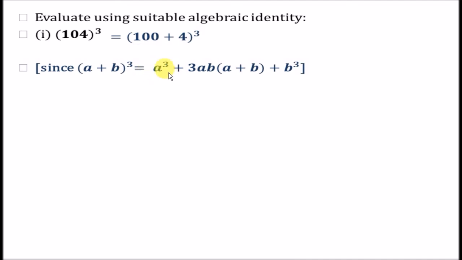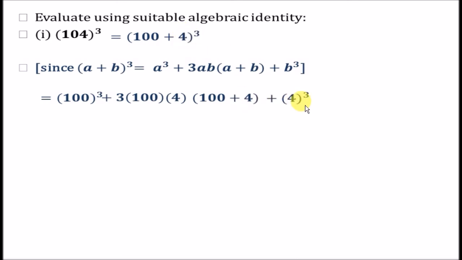Now let's put the values in the identity. a³ can be expressed as 100³ plus 3ab, so 3 into 100 into 4, (a + b), (100 + 4), and b³ can be expressed as 4³. 100³, 1 ones are 1, 1 ones are 1, and then we have 2 zeros, so after doing the cube, 2 threes are 6, so after 1 we'll have 6 zeros. Whenever we have zeros at the back, compute only the non-zero numbers. Zeros can be taken care of later.